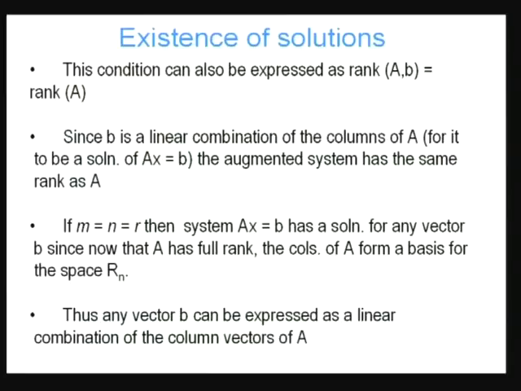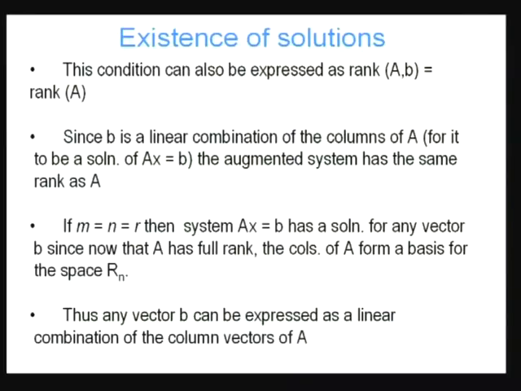This condition can also be expressed by the requirement that rank of AB is equal to rank of A. What this means is, since b is a linear combination of the columns of A, if we augment A by adding an additional column b, we do not change the rank of A, because b is a linear combination of the columns of A. So if we add b as an additional column to A, it does not change the number of linearly independent columns of A.